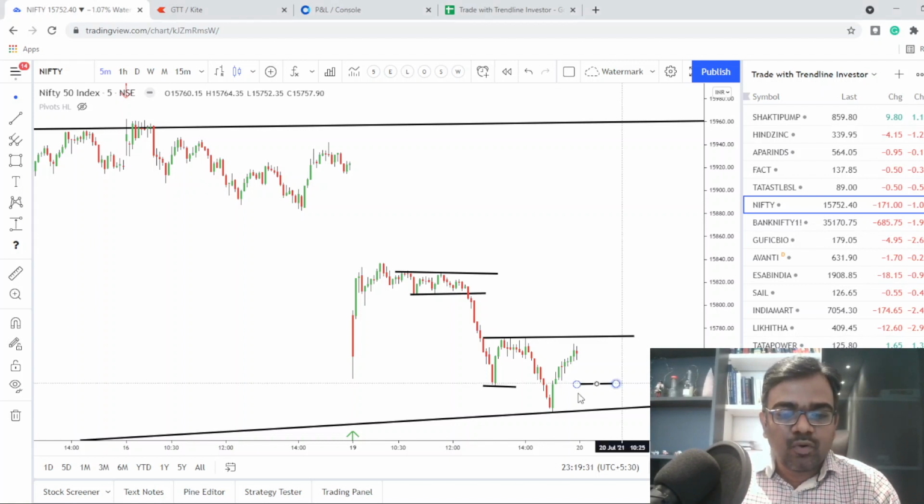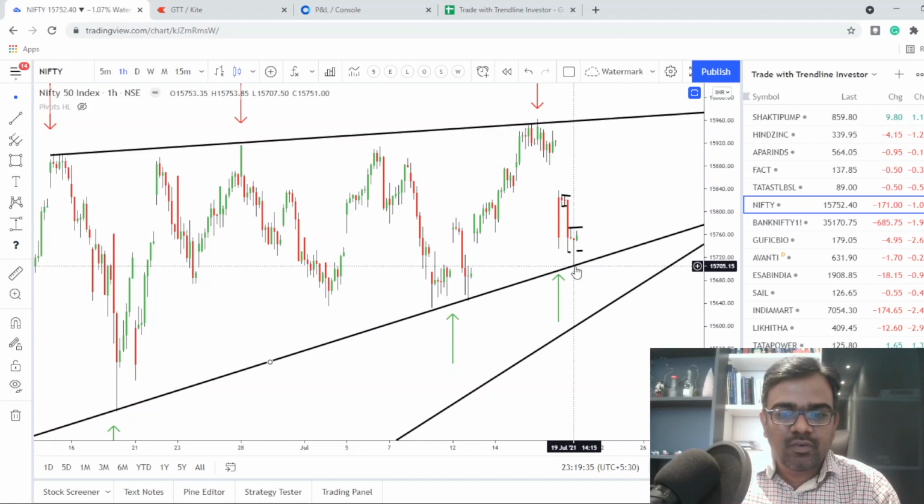Also, if we go below 15,700, which is this level, so if you go below yesterday's low, then probably we are heading to 15,600, 630 levels in the next couple of days. Now that's my analysis from a Nifty perspective. I hope it was useful.